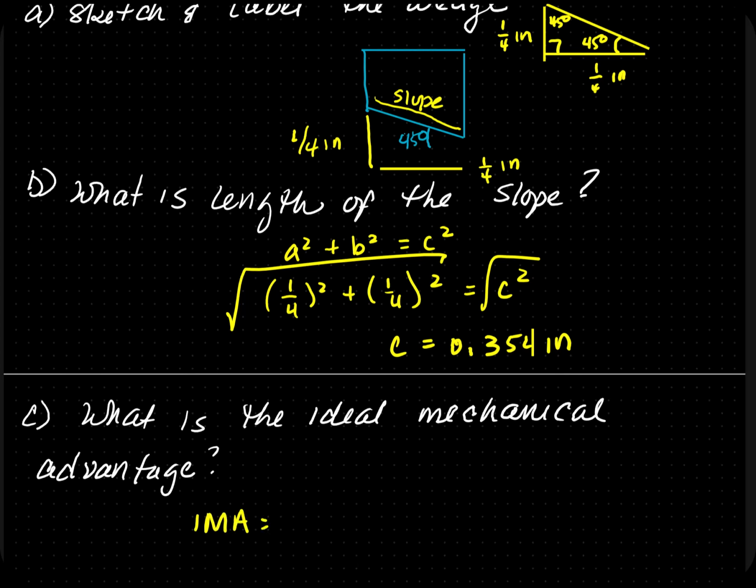So what is the ideal mechanical advantage of the wedge? IMA is equal to L. Remember, this is the distance perpendicular to the thickness over H, which is the thickness or the height. It's going to be 1/4 inch over 1/4 inch, IMA of 1.